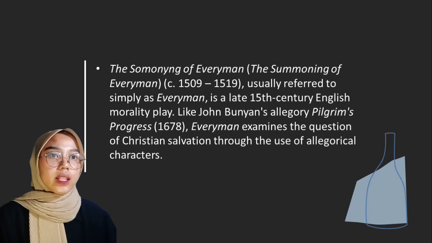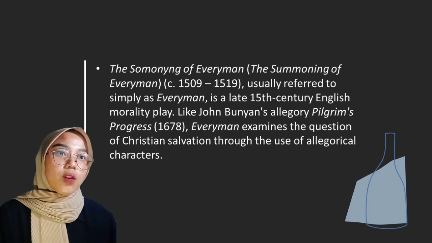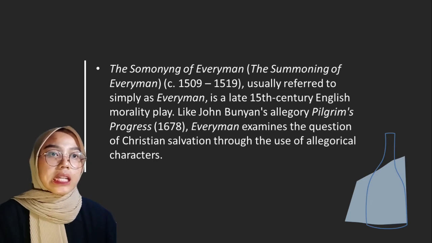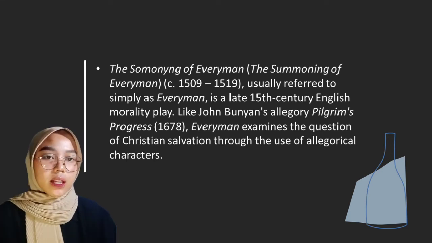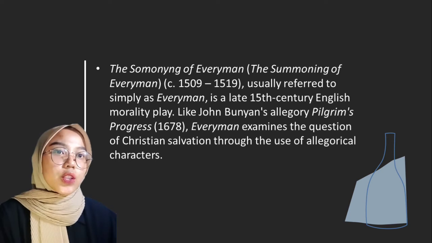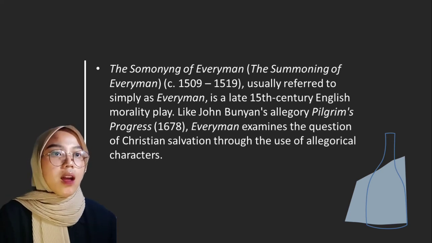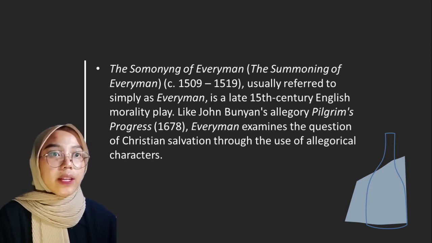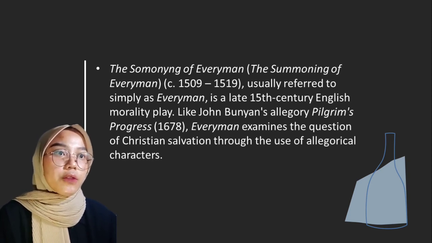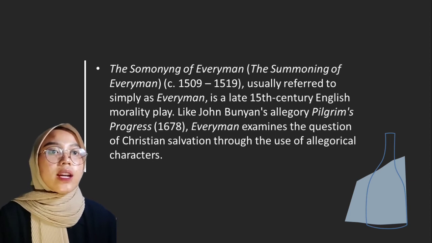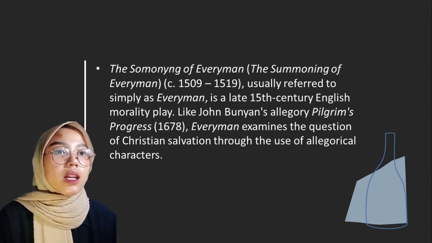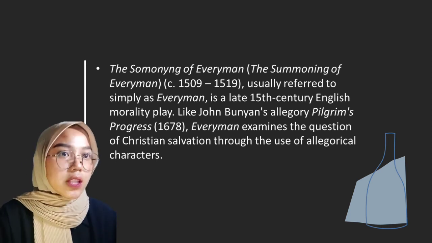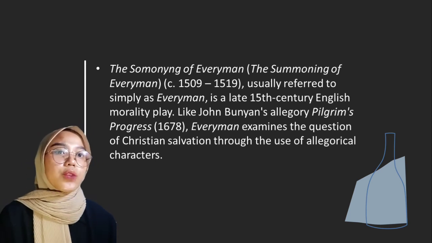Next is The Summoning of Everyman, from 1509 to 1519, usually referred to simply as Everyman, a late 15th century English morality play, like John Bunyan's allegory Pilgrim's Progress in 1678. Everyman examines the questions of Christian salvation through the use of allegorical characters.